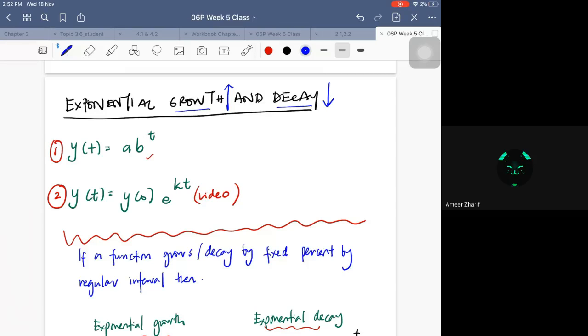Okay, when are you going to use equation number 1 and when are you going to use equation number 2? So we use equation number 1 when it happens on a regular interval.